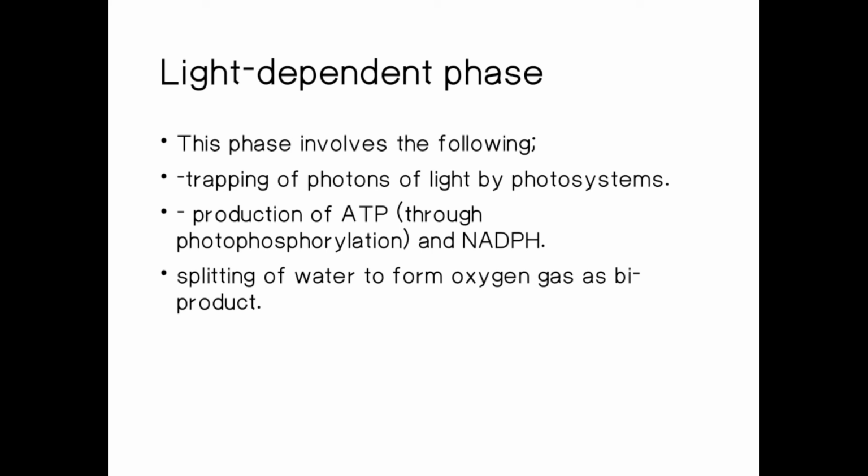So when this NADPH donates its hydrogen to any compound, that process is a reduction process. If this NADP removes hydrogen from any compound, we shall say that compound has been oxidized. So we have trapping of photons of light by photosystems, which take place here. We shall see what a photosystem is. So we trap light by photosystems, and then we produce ATP. We also produce NADPH. Then we split water to form oxygen as a byproduct, and of course hydrogen ions, which will go to this NADP to form NADPH, and also some electrons, which we shall see their use later.